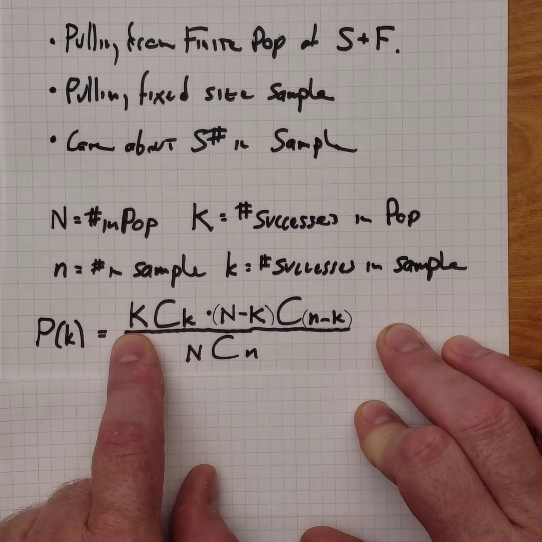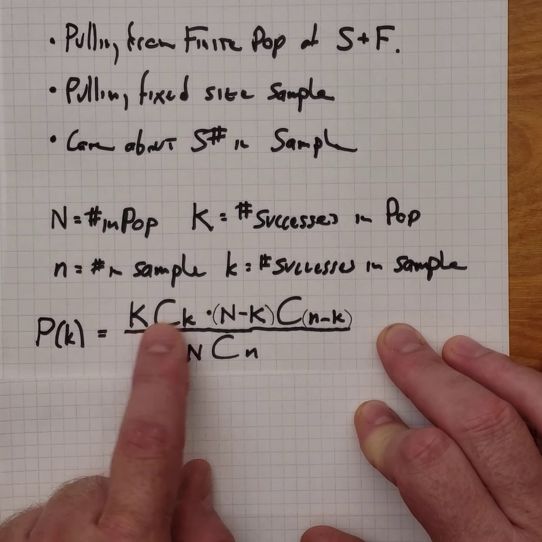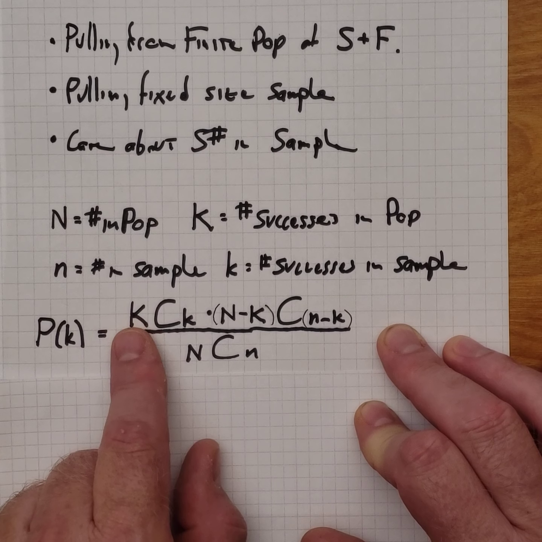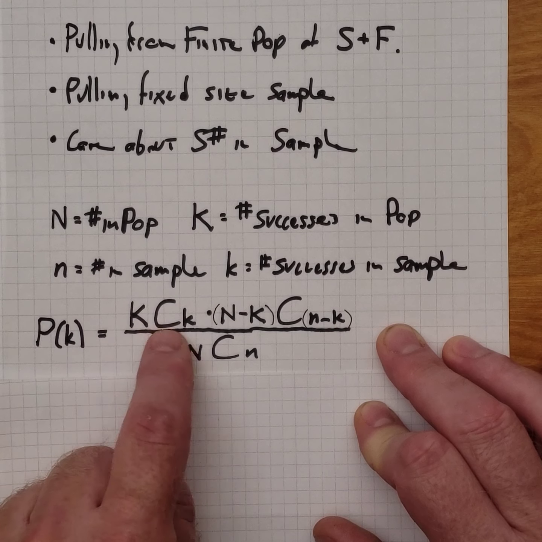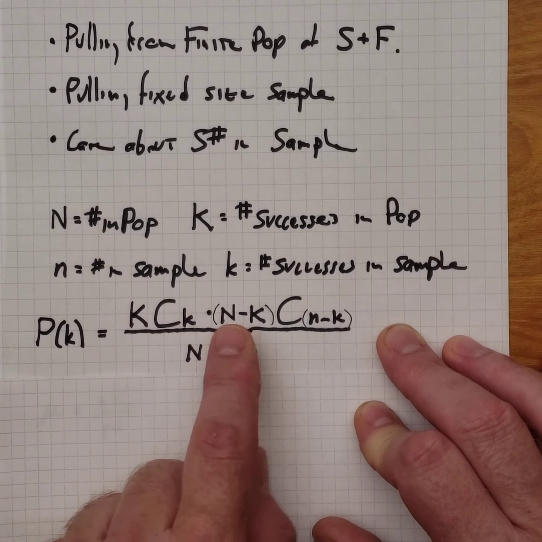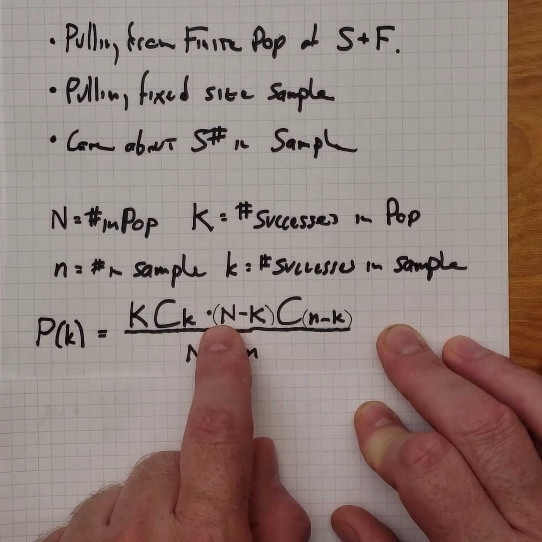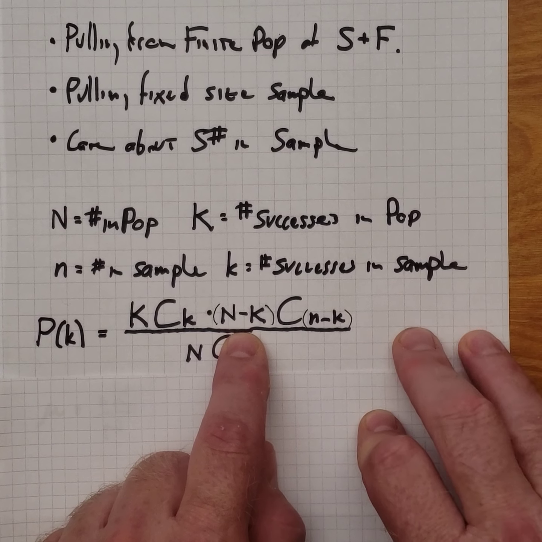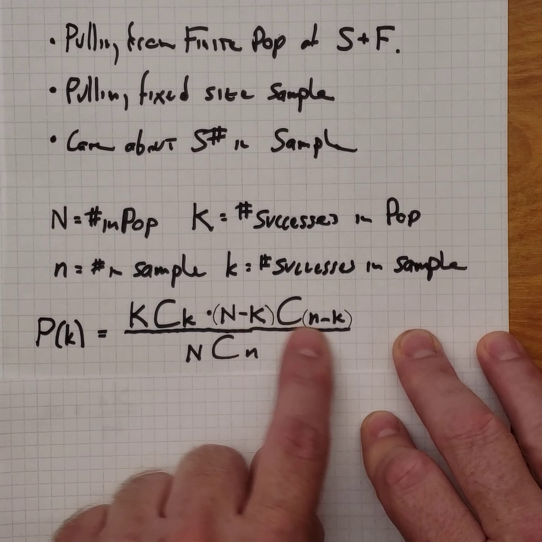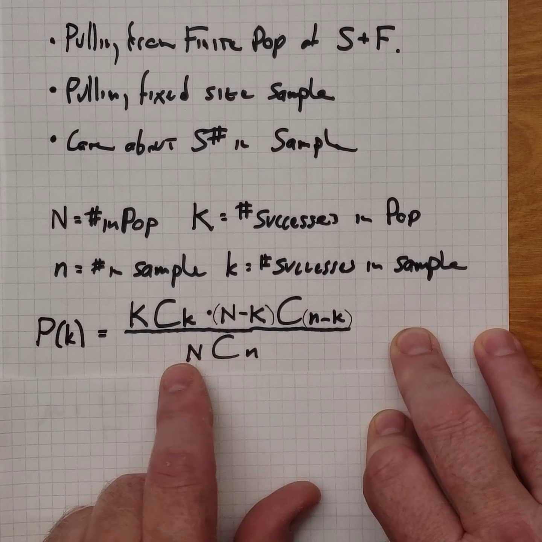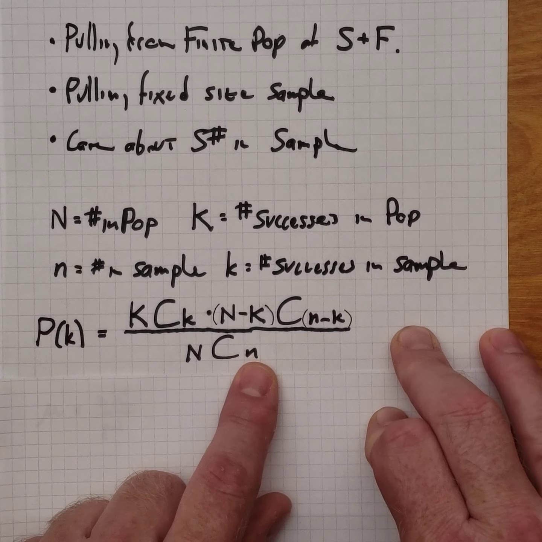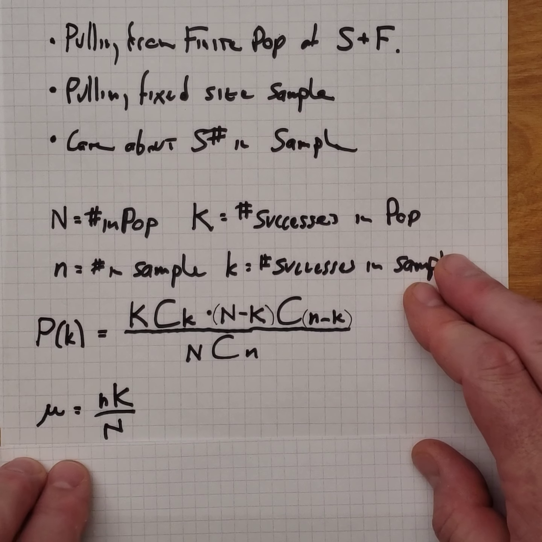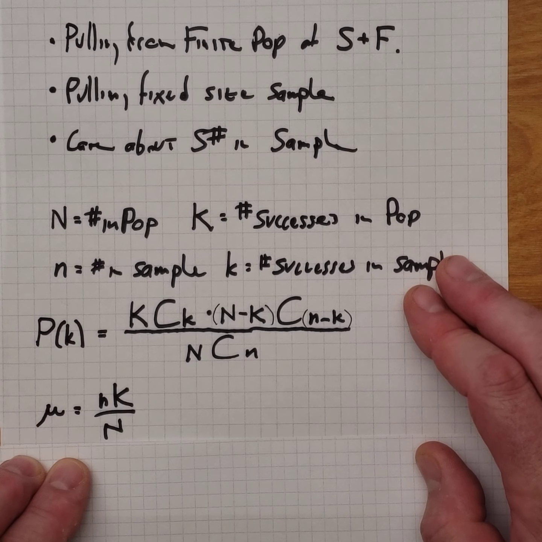If you think about the fact that it's capital and lowercase, it's always going to be population C sample. So we're starting with successes in the population C successes in the sample. N minus K is just the number in the population minus the number of successes, so just think of that as failures. Failures in the population C failures in the sample, and then the whole size of the population C the whole size of the sample. Okay, very simple. And the formula for the mean is just little n times big K over big N.